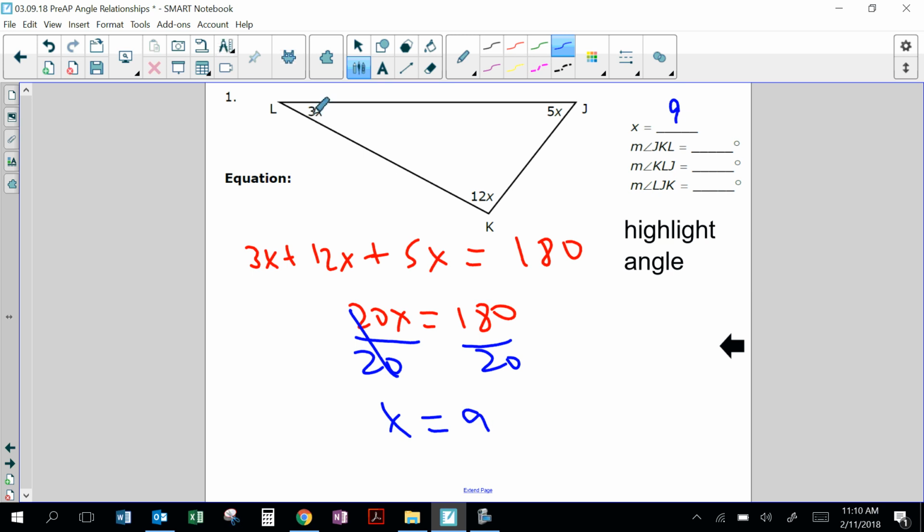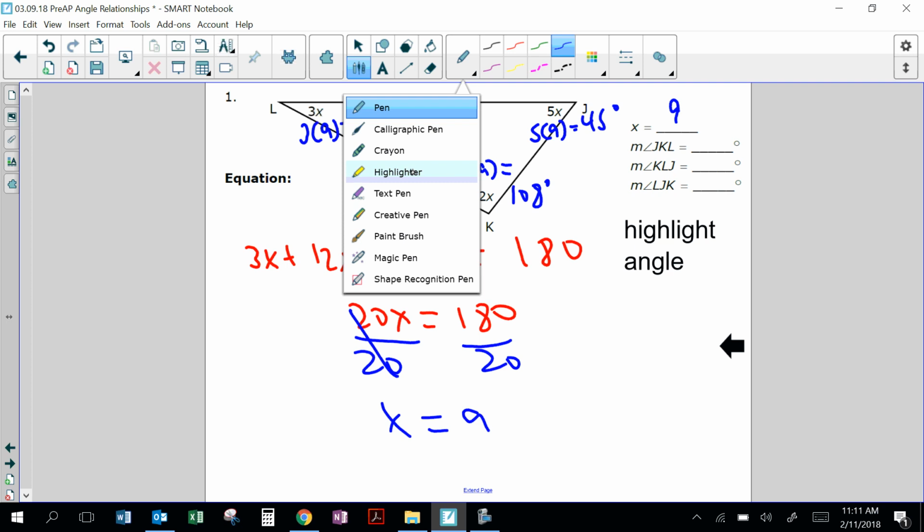So if I replace this x, 3 nines is 27 degrees. 5 times 9 is 45 degrees, and 12 times 9 equals 108 degrees. All right, so we found it. But now, this is where some kids get a little confused. So I'm going to use a highlighter and show you.